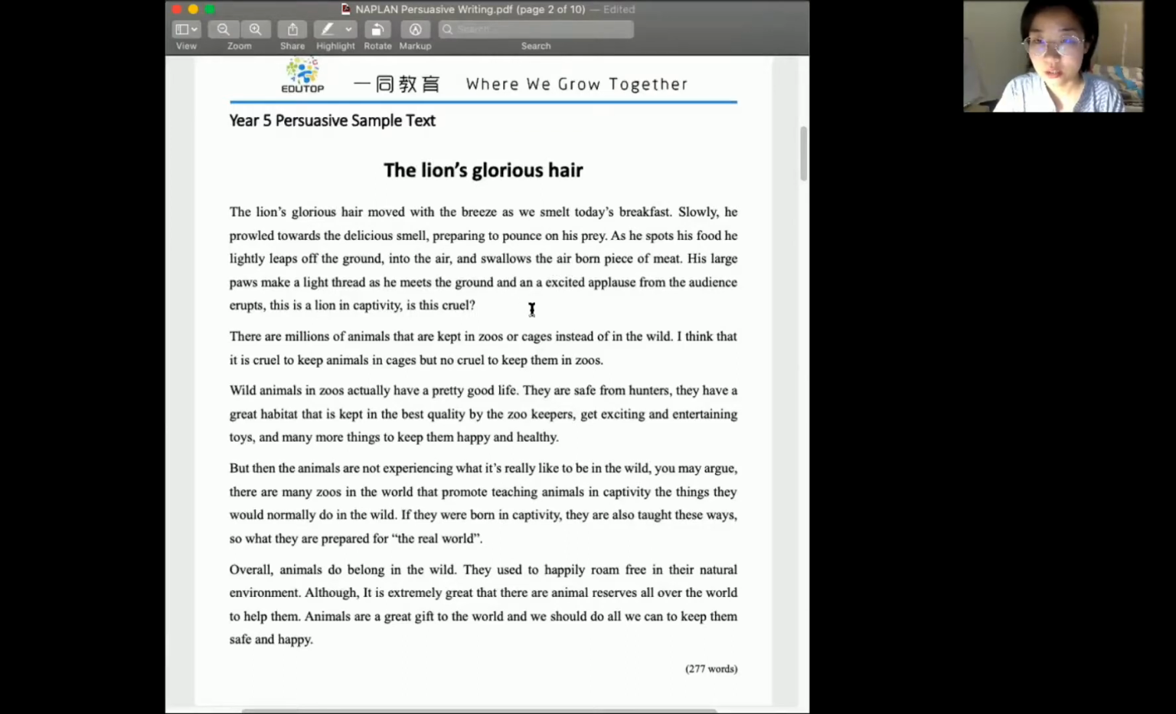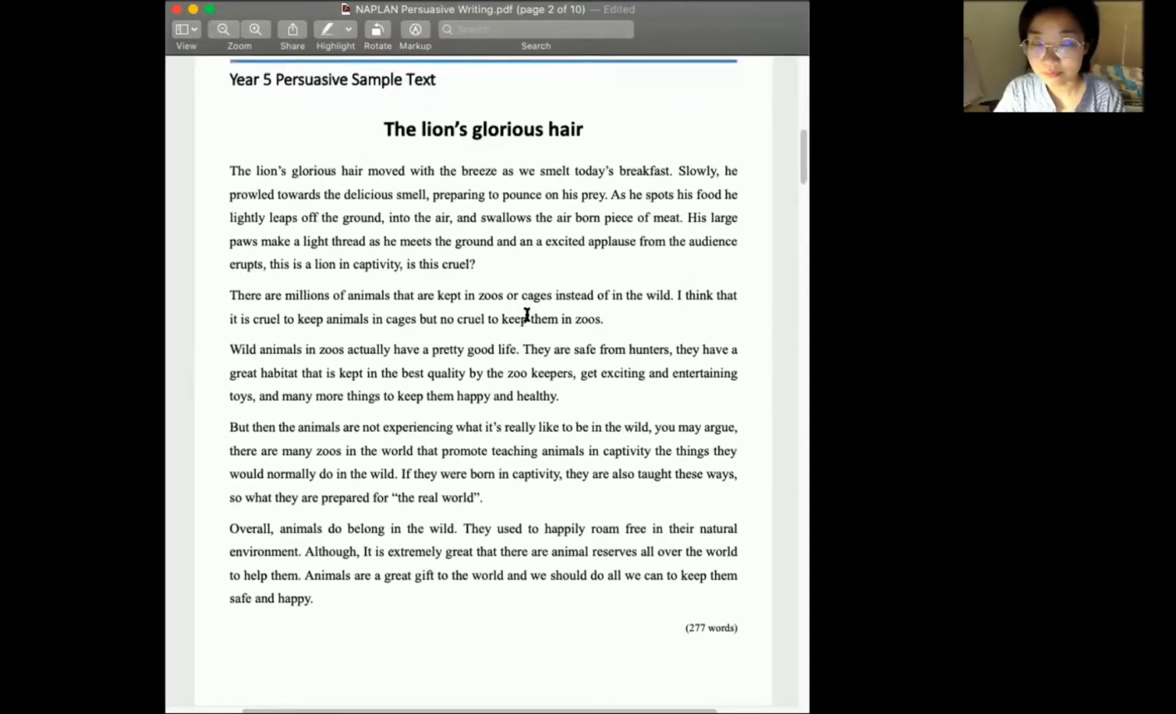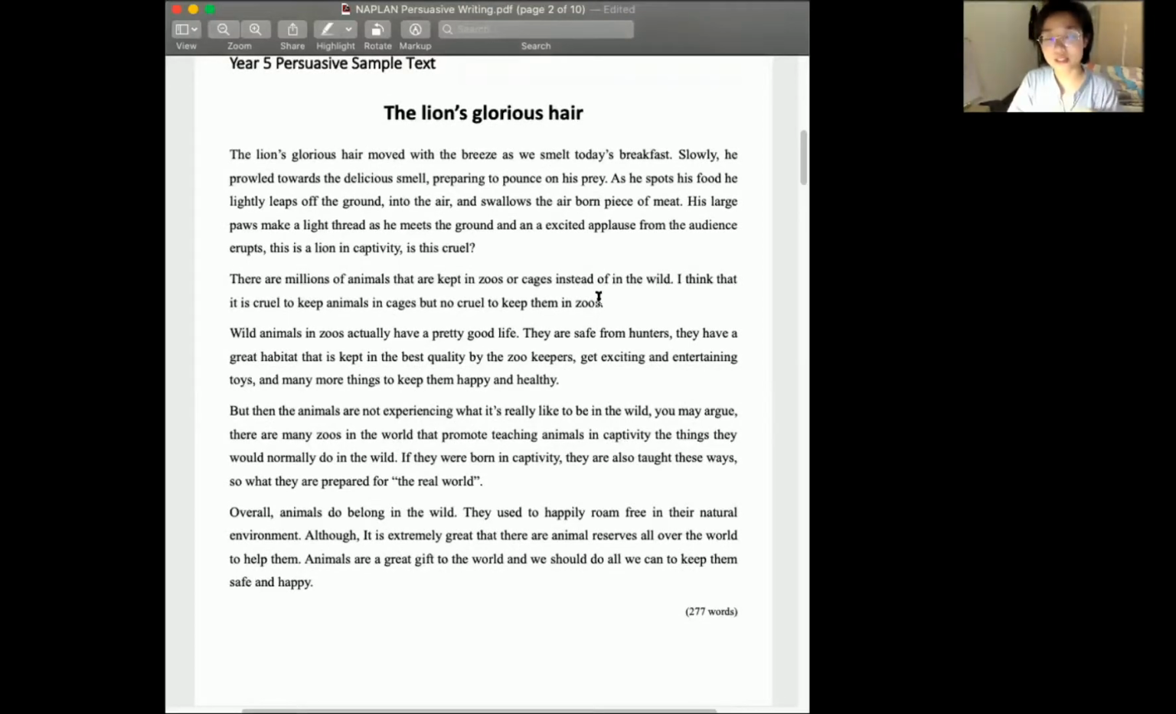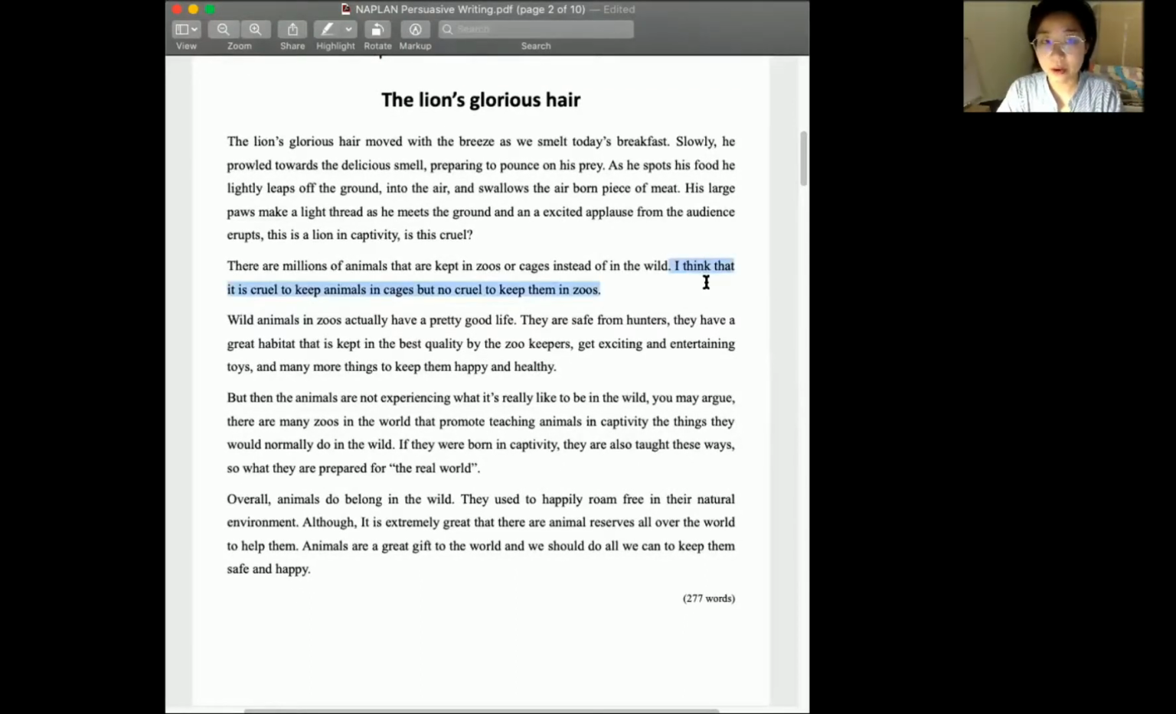And at the end, the writer asked a question. So this is a lion in captivity. Is this cruel? And in the second paragraph, what do you think that is? There are just 2 sentences, right? And in the second sentence, it says, I think that it is cruel to keep animals in cages, but not cruel to keep them in zoos. So you will find this part actually is the opinion, isn't it?